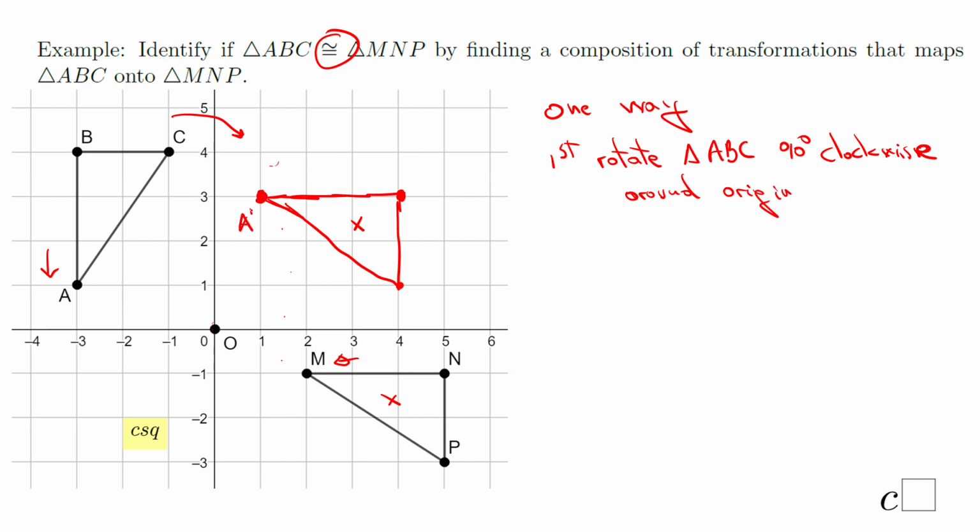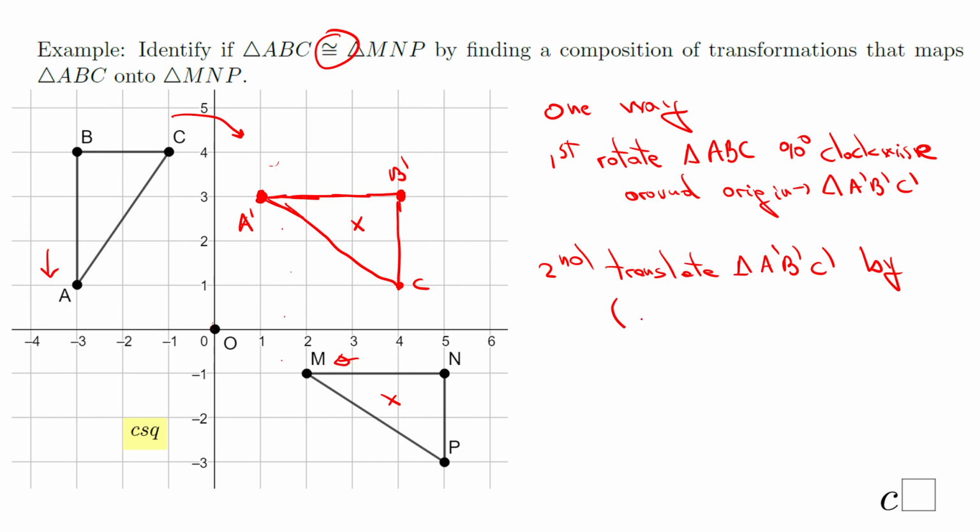Okay, so that will give us this triangle. Let me call it A prime, B prime, C prime. And I'll put here, that will give us the triangle A prime, B prime, C prime. And then how do I go from this A prime, B prime, C prime to M, N, P? I will do a translation. Second, translation of triangle A prime, B prime, C prime by the vector or by the rule.